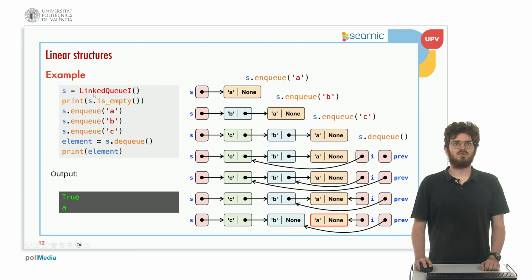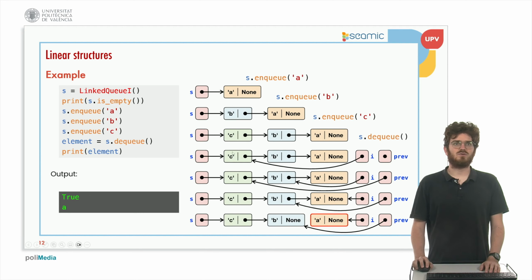So if we create a new linked list queue 1, that's a hint that this will not be the most efficient version, we can print whether it's empty, and we can enqueue elements. Enqueuing elements works very similar to the stack, as we saw. Each element is added to the head of this linked list, and we can see that the data structure goes from A to BA to CBA.